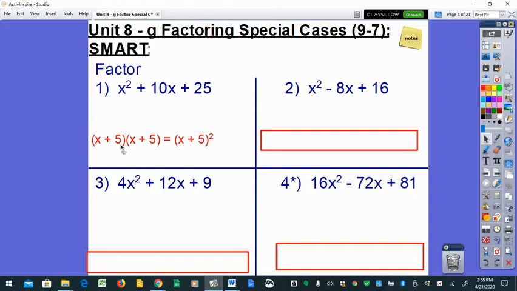You can write it either way. It is legitimate, but normally if it's the identical twins, the best way to write it is quantity squared. So one of them. This means take x plus 5 times itself. It's a shorthand way of writing it.